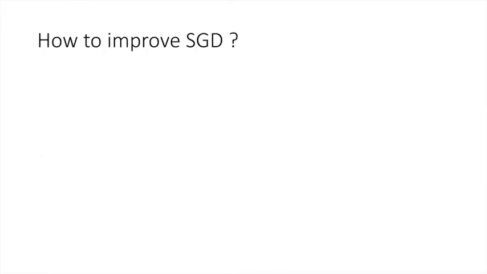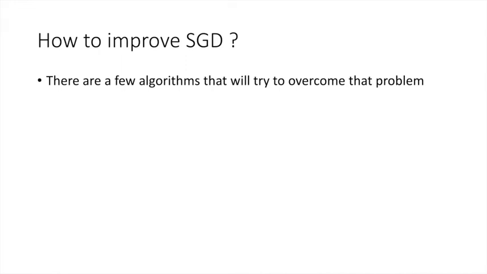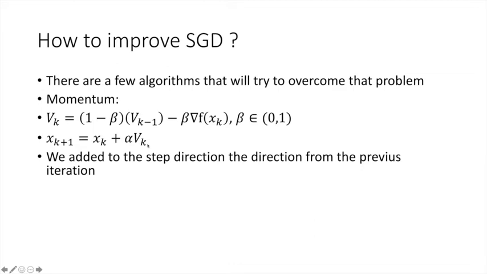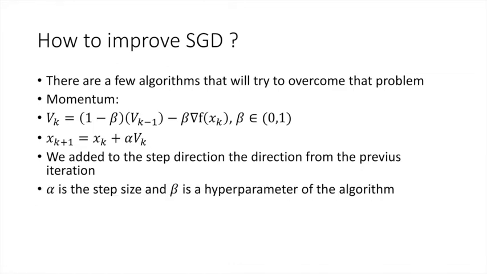So how can we improve stochastic gradient descent? There are a few algorithms that will try to overcome that problem. The first one is called momentum. The direction at iteration k equals (1 minus beta) multiplied by the direction at iteration k minus 1, minus beta multiplied by the gradient at point k, for some beta between 0 and 1 that is constant and a hyperparameter of the algorithm. xk plus 1 is equal to xk plus alpha vk. So we added to the step direction the direction from the previous iteration. Alpha is the step size and beta is the hyperparameter of the algorithm.